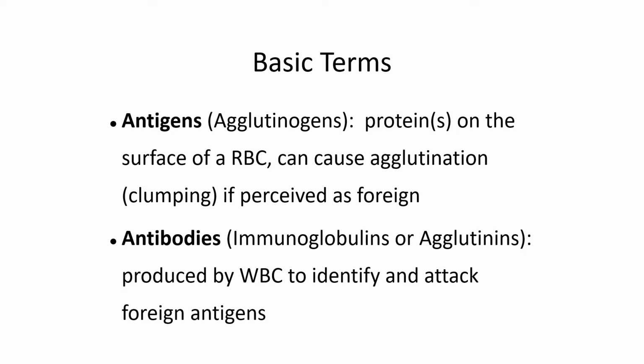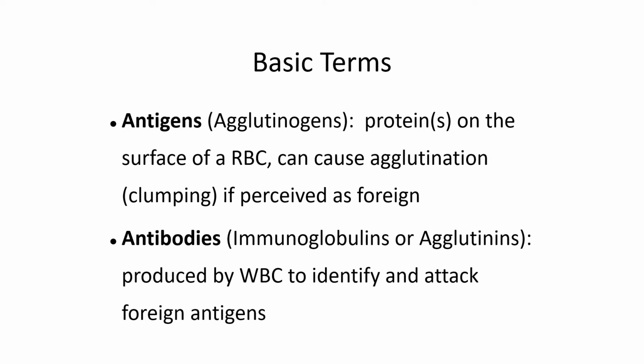In order to understand blood typing with the ABO blood groups, let's first talk about some terms, antigens and antibodies. For starters, antigens are agglutinogens. In other words, they're antibody generators. That's where the word antigen comes from, antibody generators. These are proteins on the surface of a red blood cell. They can be something that causes agglutination or clumping if they're perceived as foreign.